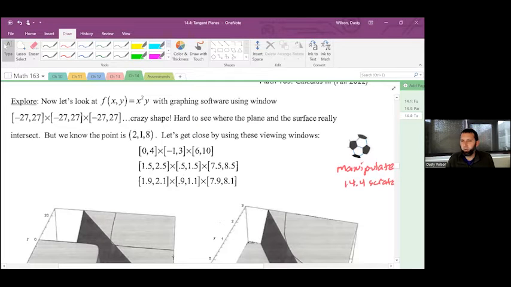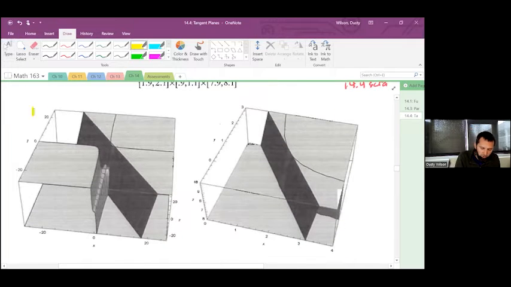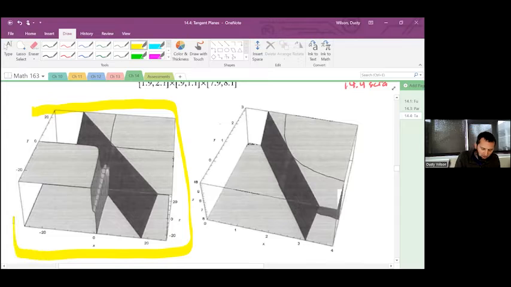This next exploration helps us to again see the tangent plane through the zooming process. So let's explore f of xy equal to x squared y with graphing software, and we're going to use 4 different windows. So in the first case, we'll go negative 27 to 27 in the x, negative 27 to 27 in the y, negative 27 to 27 in the z. And when we do that, we get a graph that looks like this. And we say, wow, that's a pretty crazy shape. Something is happening right there in the middle that's a little bit hard to see and hard to understand.